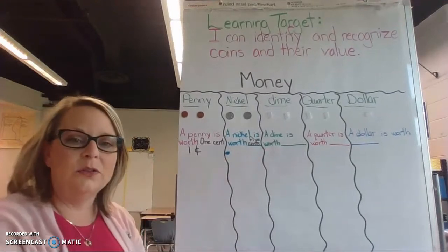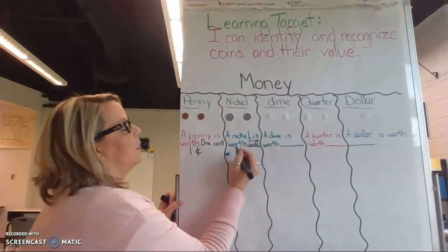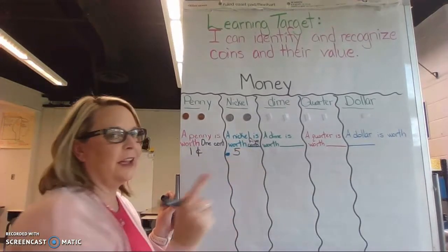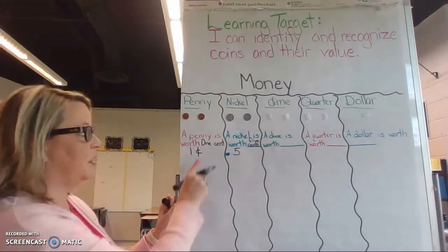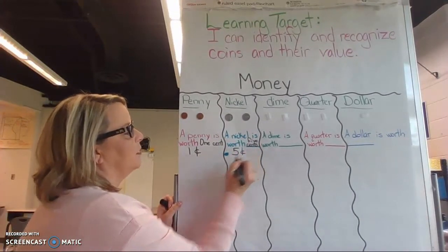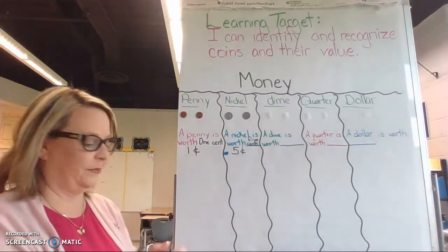But I can also write that in numerical form. I can write the number 5, and I can use that special symbol that we talked about. It's a lowercase c with a line through it, and that symbolizes cents.